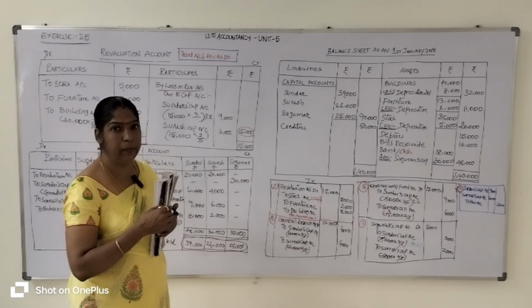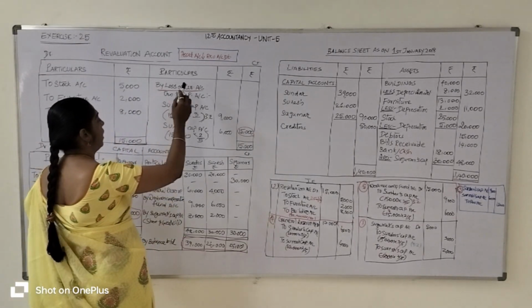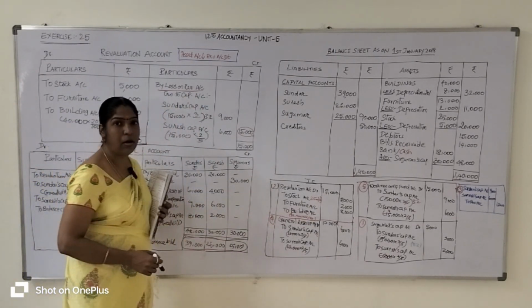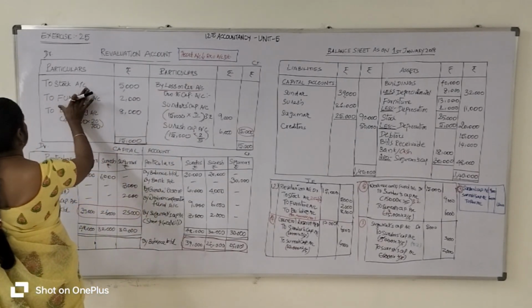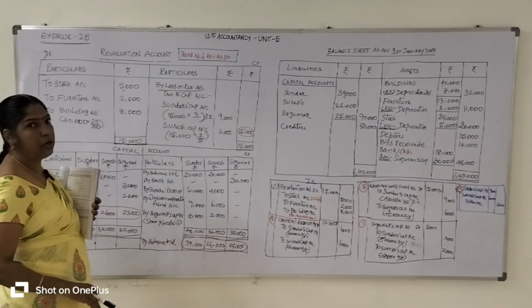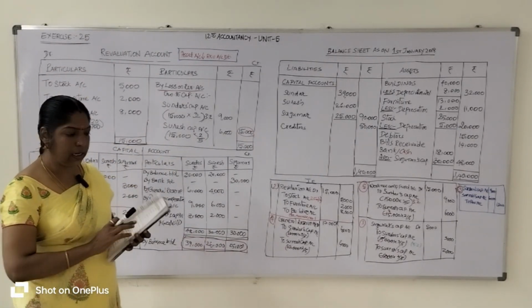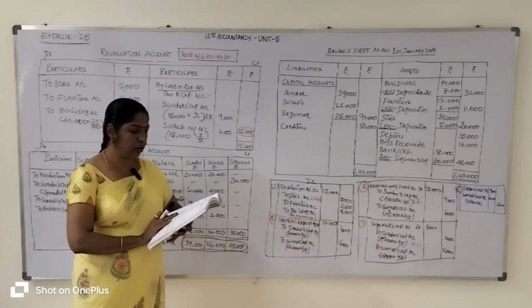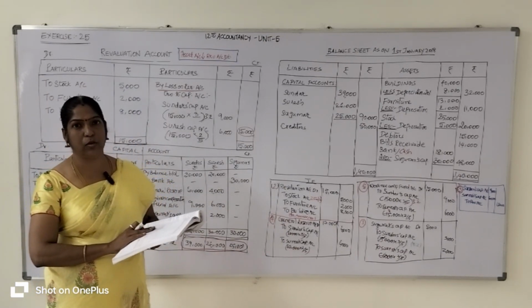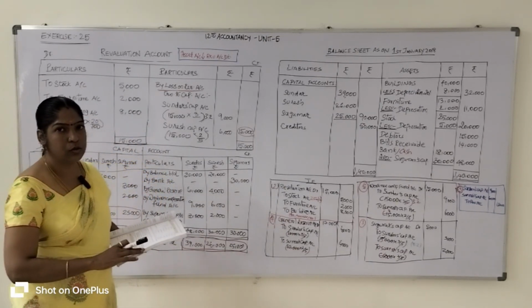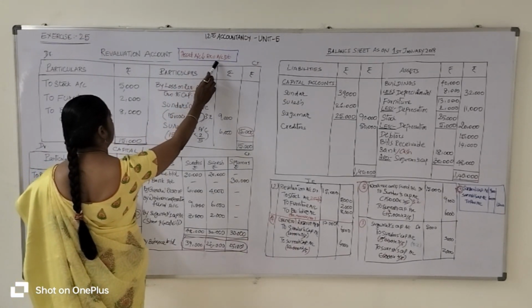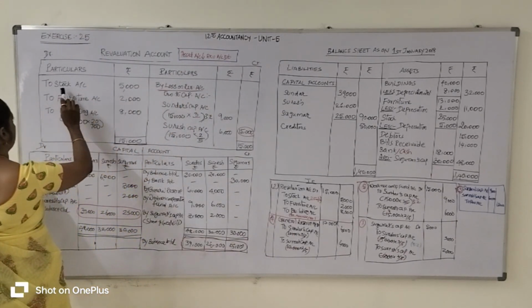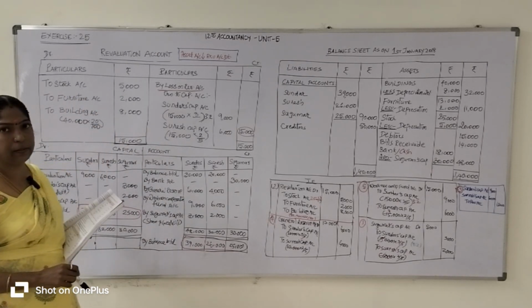There is a simple method. Whenever an asset account decreases or is depreciated, the asset item appears on the debit side of the revaluation account. Here the stock account is the asset account. It decreases from 25,000 to 20,000. So the asset account decreases, and it will be entered on the debit side of the revaluation account. To stock account 5,000 rupees entered.